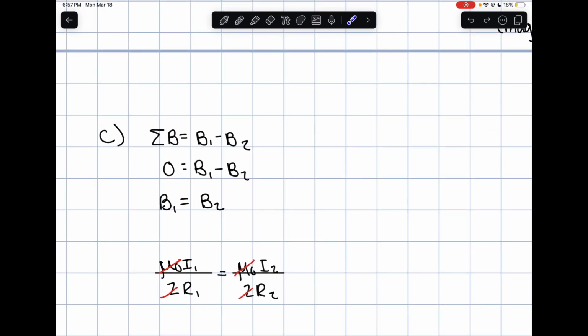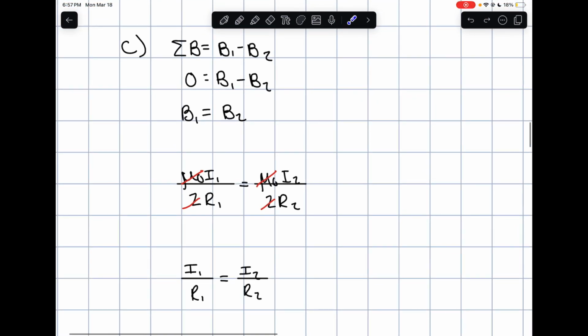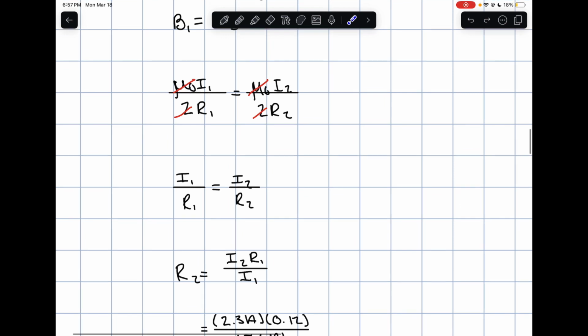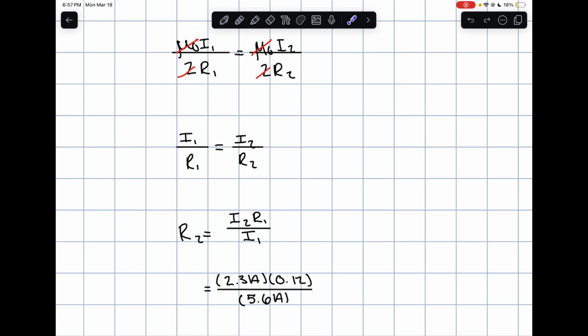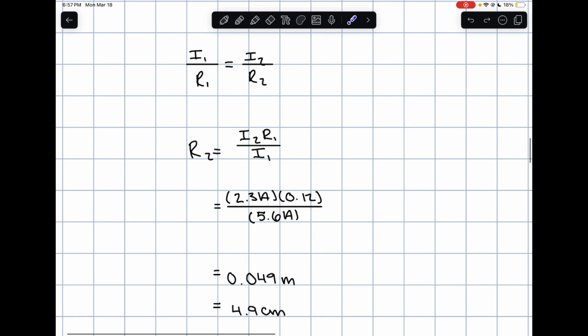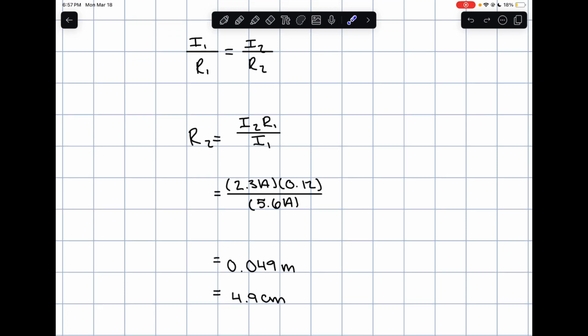From there, we can plug in the equations we found earlier for B1 and B2 and cancel out like terms. From there, we get I1 over R1 is equal to I2 over R2. We can rewrite this to solve for R2. So we get R2 is equal to current 2 times radius 1 over current 1. We plug in all of our givens and the fixed value of the radius for R1, and we get 0.049 meters. And once we convert, we get 4.9 centimeters.